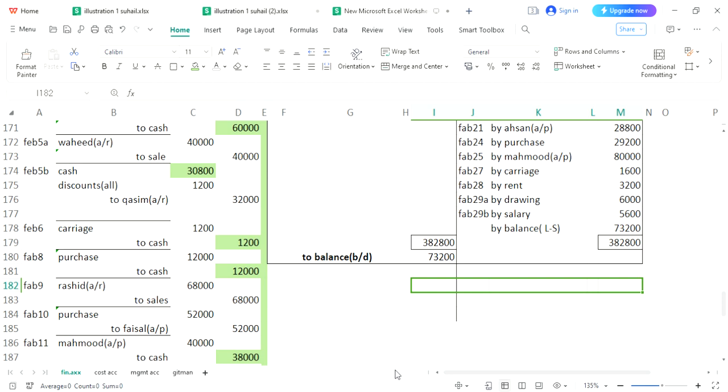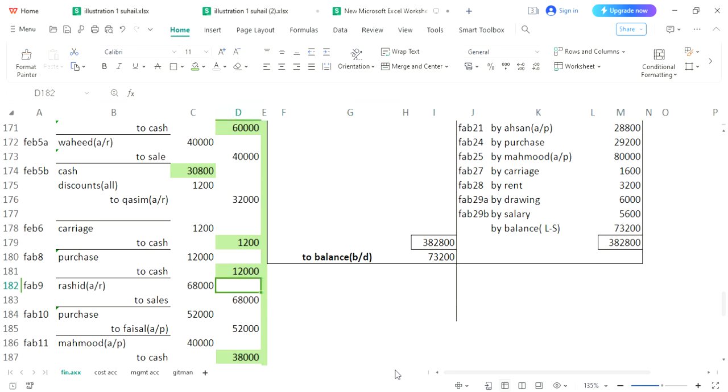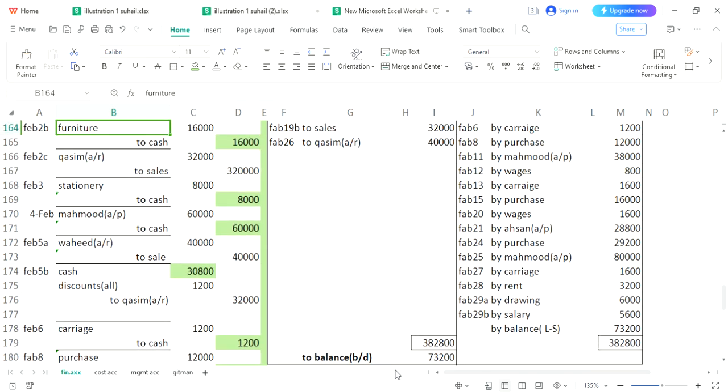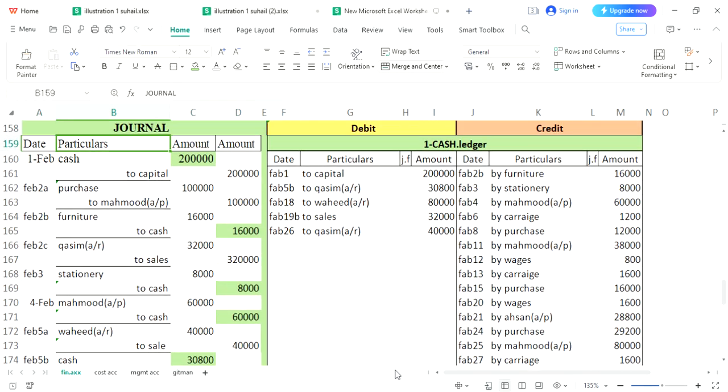First ledger is completed. Now we'll go to the journal and we'll see what next entry is unmarked. You can see over here, cash ledger is completed. Marked means we have marked this cash. All cash entries are marked. It means ledger has been completed. All entries related to cash we have already posted.